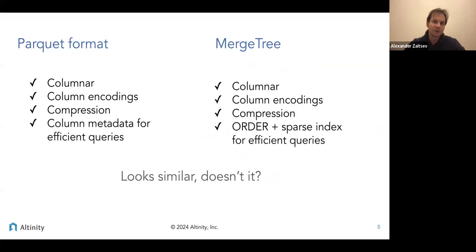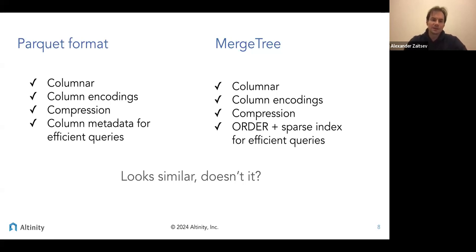The Parquet format has very similar characteristics to MergeTree. If you look into it carefully, it's also columnar, and MergeTree is columnar. It also has column encodings, similar to MergeTree, which also has column encodings. It also uses compression. MergeTree uses compression. It also uses column metadata to help with query execution, and this is similar to what MergeTree does with its sparse index and so on. So they are two different things. One is a database engine, and the other one is a file format, but they are quite similar. And we will discuss those similarities in a few minutes.